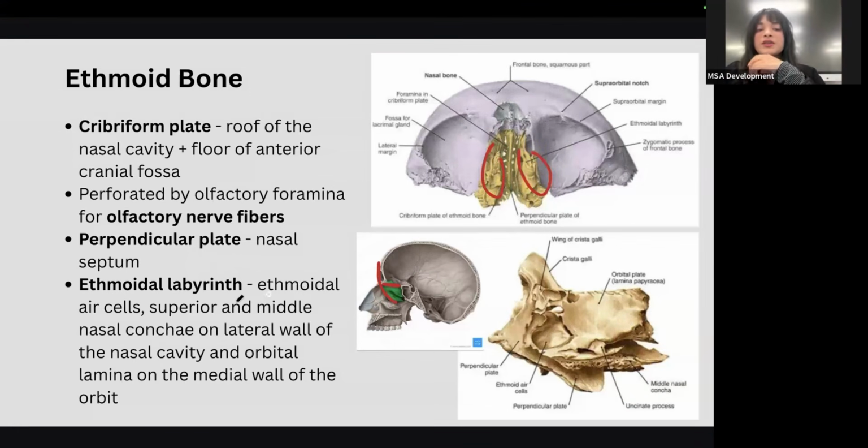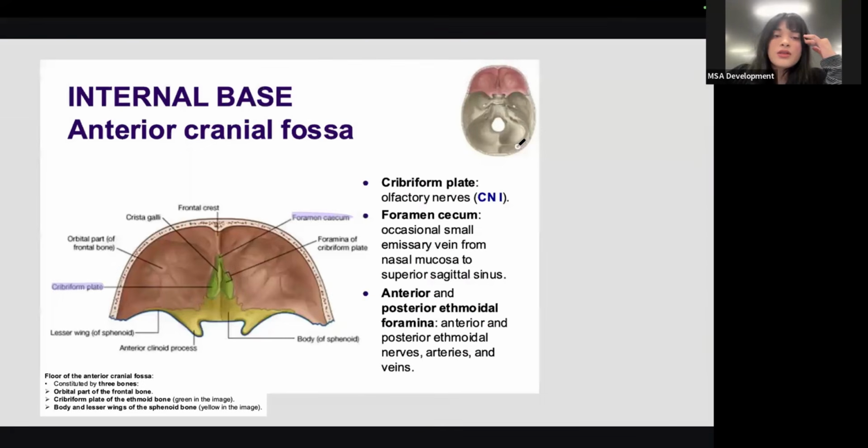There's ethmoidal air cells, there's superior and middle nasal concha, and orbital lamina on the medial wall of the orbit. So there's a lot there. Moving on to the anterior cranial fossa. So this is the anterior part of the skull, so like over here.